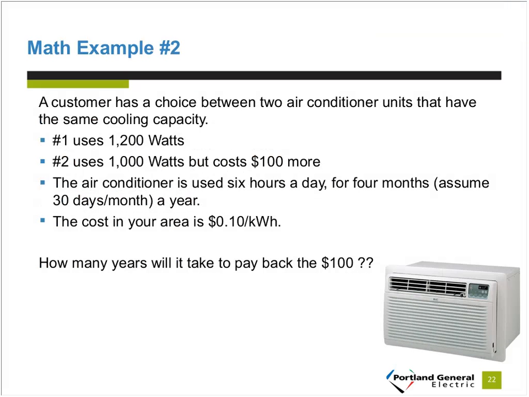So let's look at another piece of equipment. I'll lead you through this one. It's a choice between two air conditioners, one at 1,200 watts and one at 1,000 watts. But of course, the more efficient unit costs $100 more.